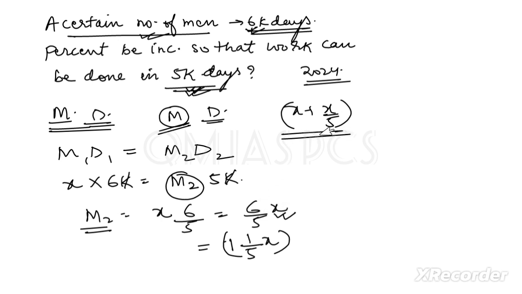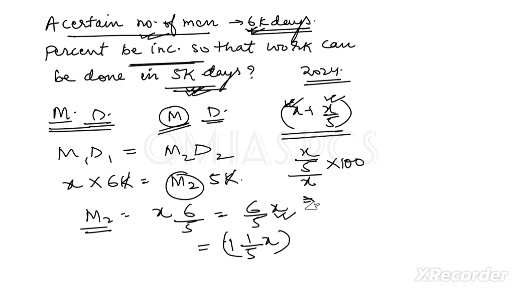Is it clear? So this is the original number of men, and this is the increased number of men to complete that work in 5k days. So this is the increase, and we have to find the percentage increase. Percentage increase means increased number of men divided by original number of men multiplied by 100.